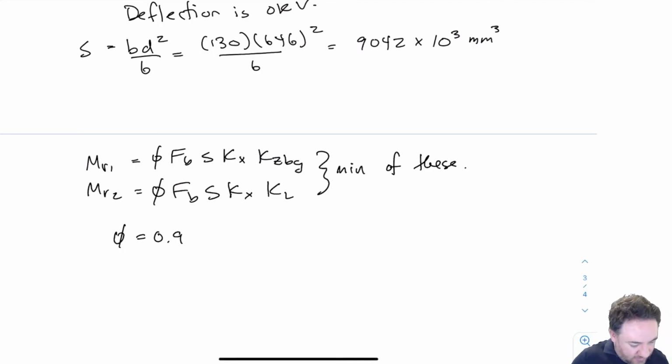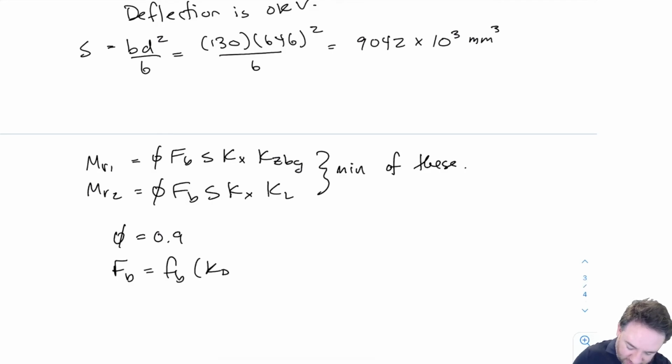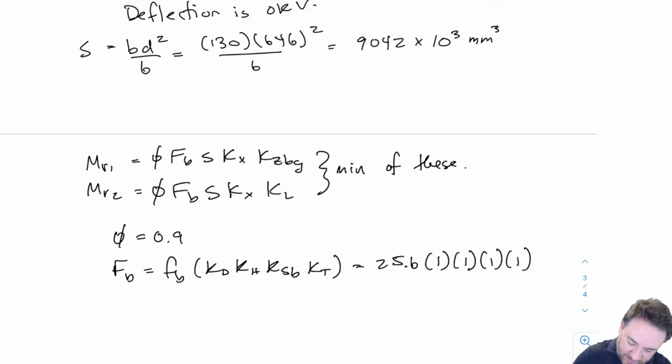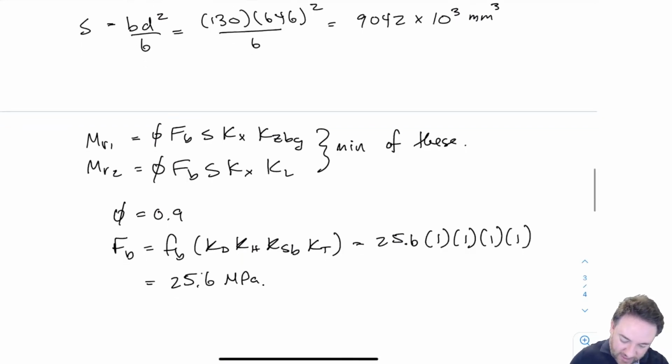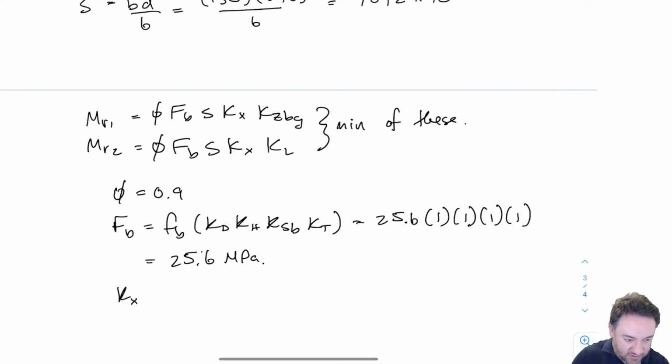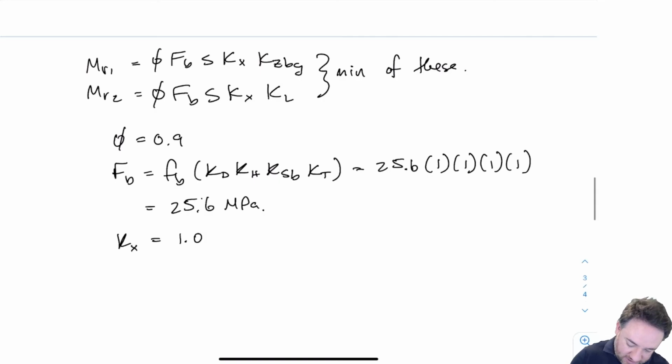And our capital Fb is small fb times all our modification factors, and those are all 1. So we have 25.6 times 1 times 1 times 1 times 1. And so our capital Fb is also 25.6 MPa. Okay, S we already calculated. Kx, which is our curvature factor, is 1.0 since this is a straight beam that we're designing. And now we have to calculate KZbg and KL. Okay, so you recall that KZbg is kind of a complex equation.